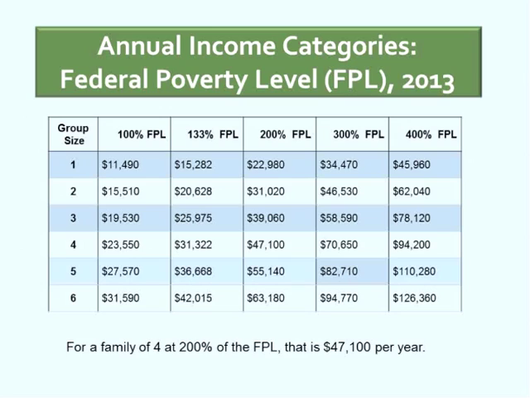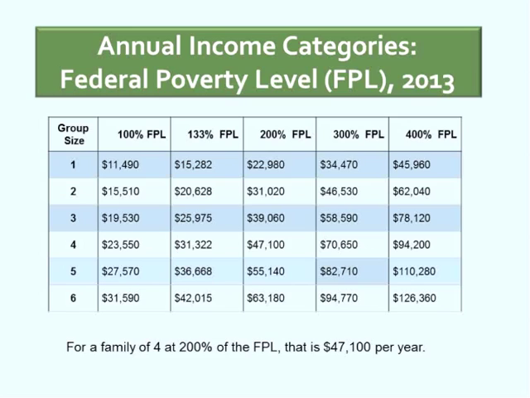And of course you need a table because it's complicated. If you look in the far left column, group size is going to be family number. So the first row of 1 is 1 person in the family, down to the bottom, which is 6, a 6-person family. Across the top is 100% of the federal poverty guidelines, and then it goes up from there. Everything is based on this 100% and going up.